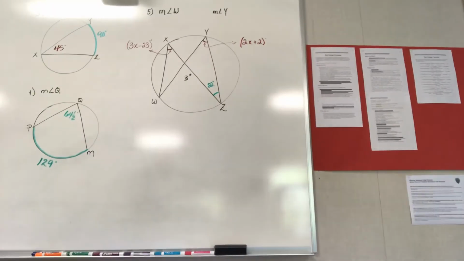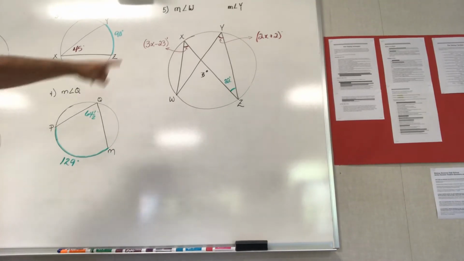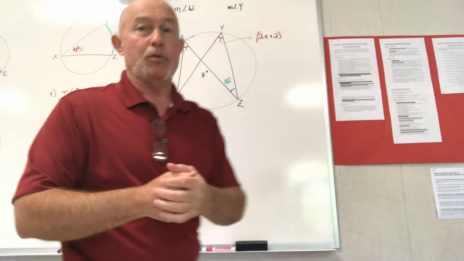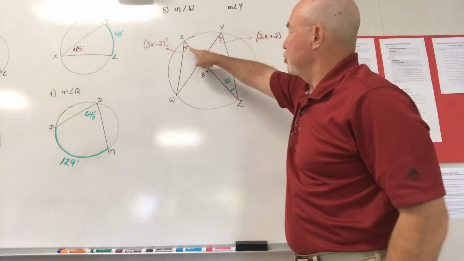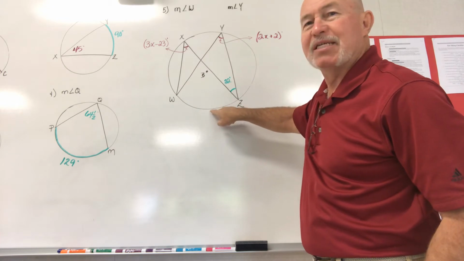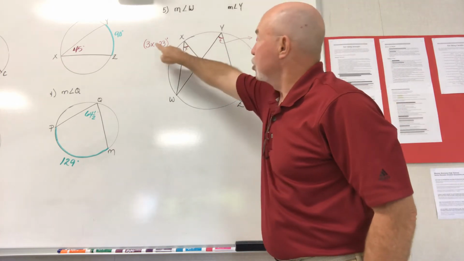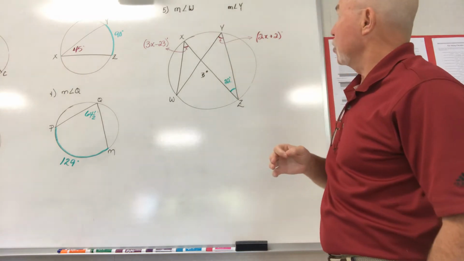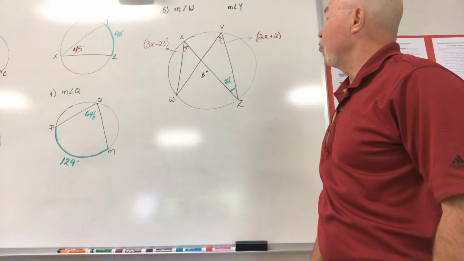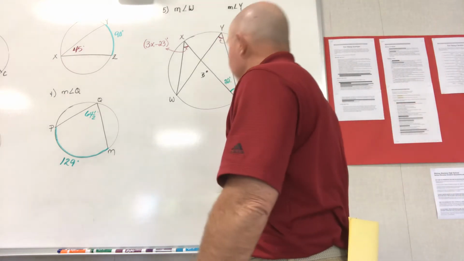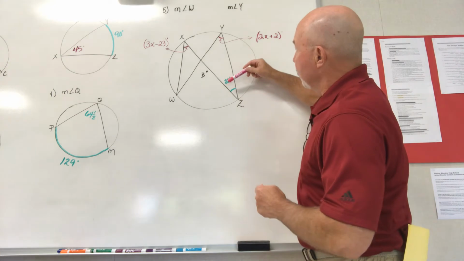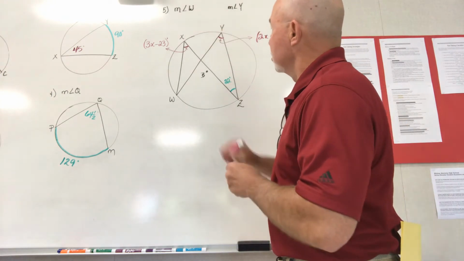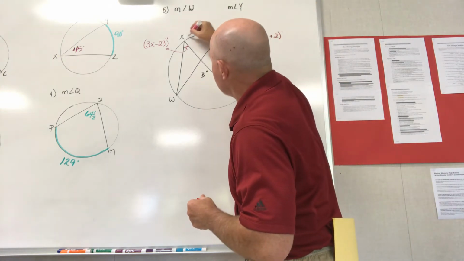Now, we've got a problem here. I have 2 angles which are given to me in terms of variables. But what do we know about those 2? They intercept the same arc. So those 2 angles have to be equal to each other. That's what we're looking for. Now, if this is 22, that is going to be 44. And that's going to be 44.